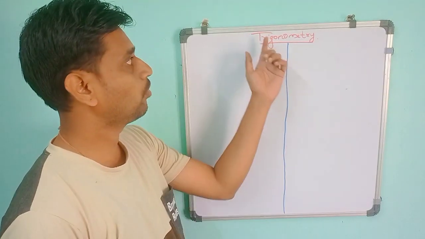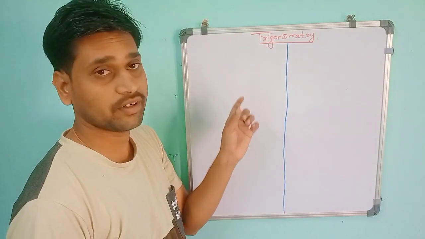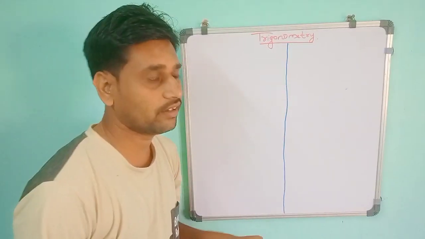In the last class, we were discussing trigonometric identities and proving the statements of the trigonometric ratios. So let's continue that class.